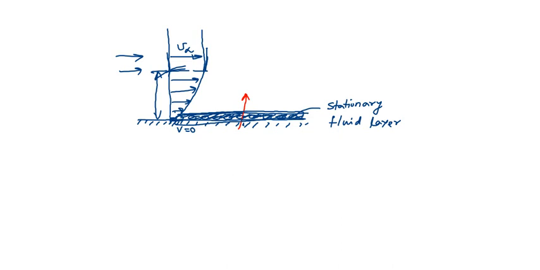Since this fluid layer is stationary, there is no advection present, because advection is related to the fluid flow. So there is no fluid flow present in this layer. So the only way by which the heat can transfer from the solid plate to this bulk fluid is by conduction. So through this layer, which is in contact with the solid surface and is stationary, the heat transfer process is nothing but pure conduction.